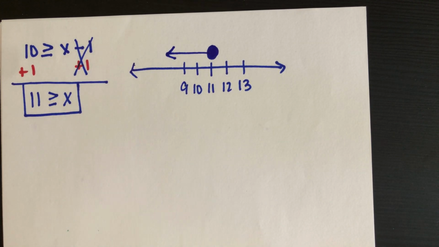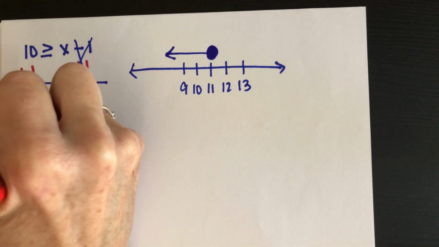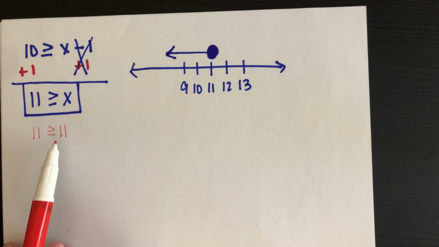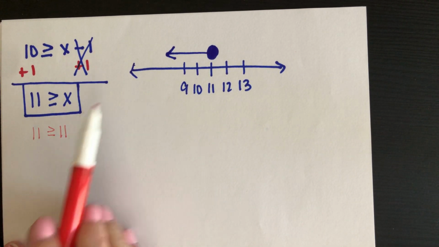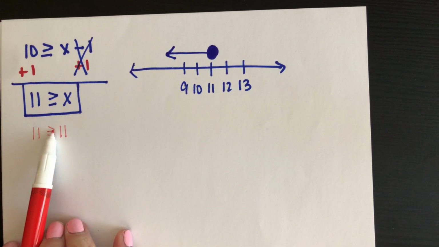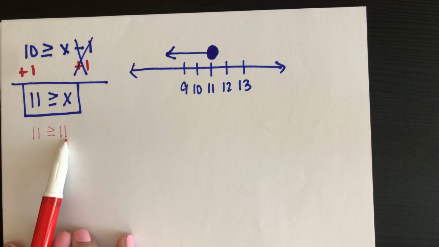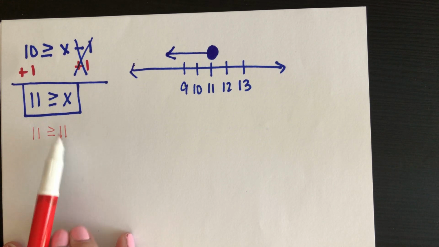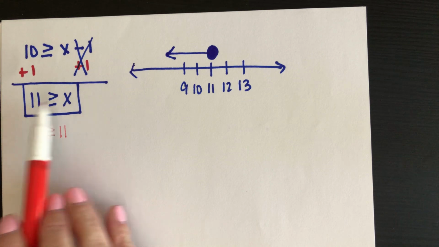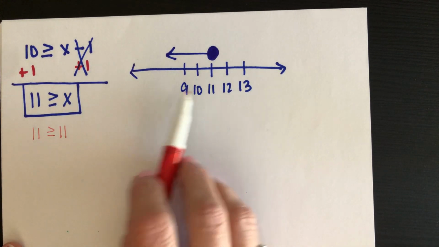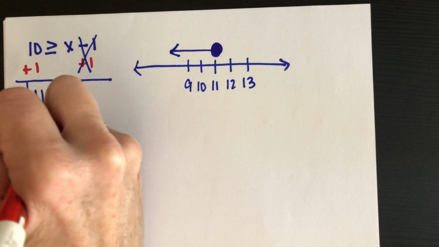For example, plug numbers in to help you out if you can't figure out which way to put it. 11 is greater than or equal to 11? Sure. But I said we had to read backwards, right? X is less than? Okay, so since x is less than, let's try 10.